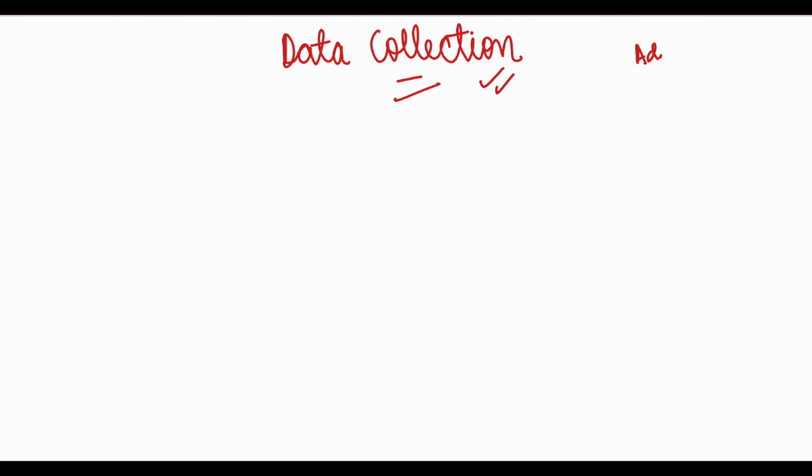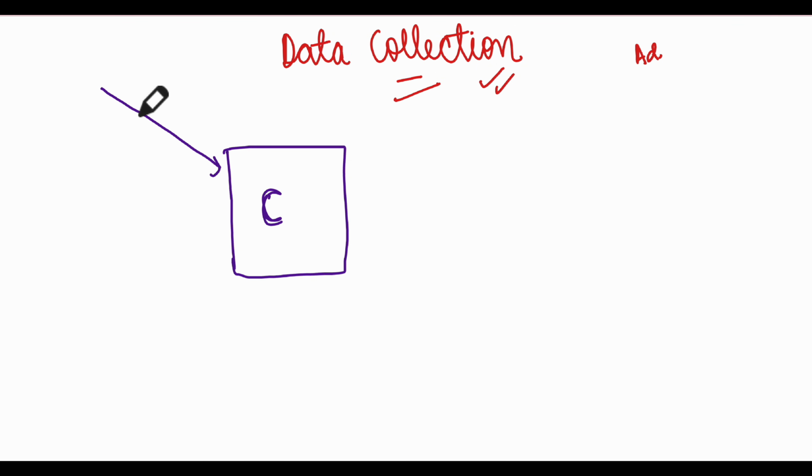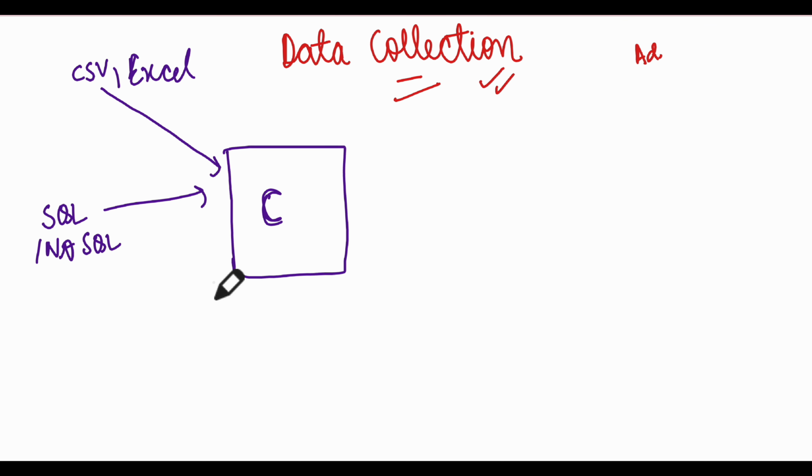So let's talk about data collection. Let's say this is my server. For example, this is my company. How can I get data to this? Data can come through multiple methods. It could be a CSV file, it could be an Excel file. It could be from a SQL database, just like we see, or a NoSQL database. Now data could also come from APIs.